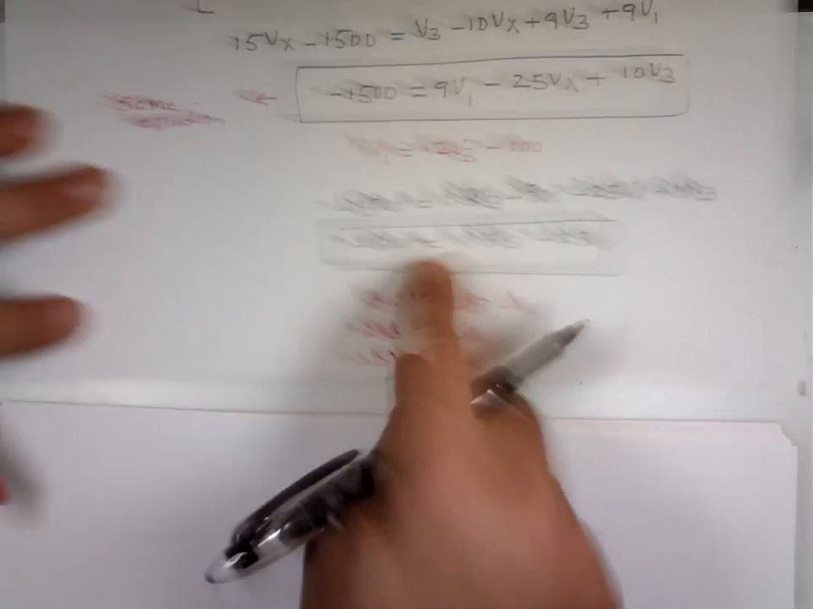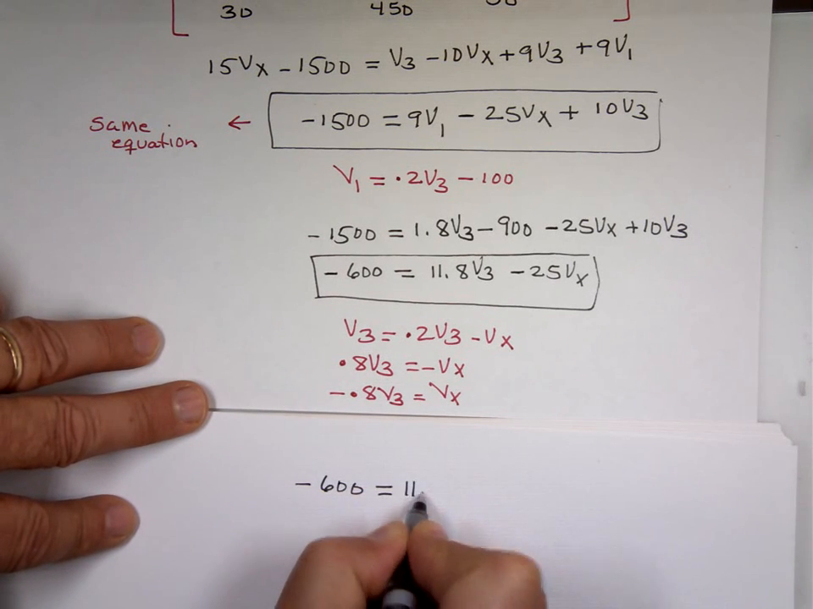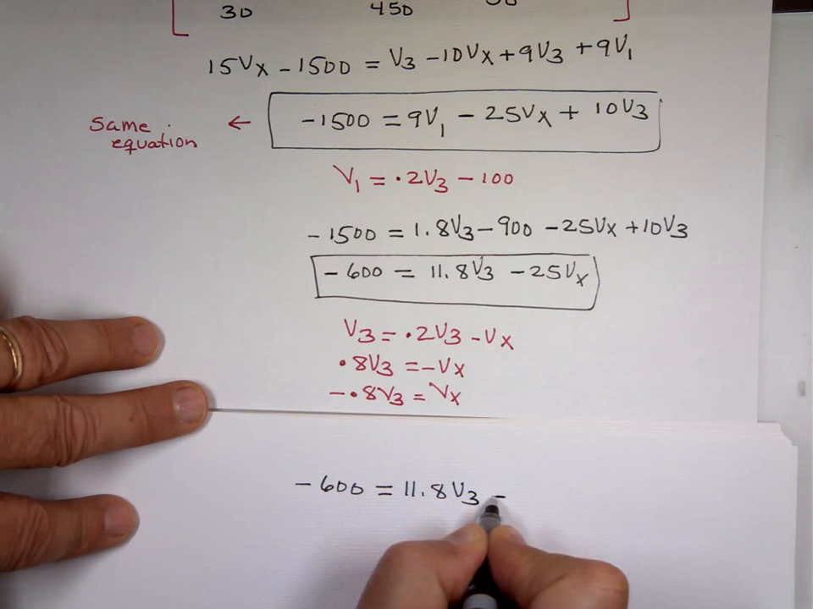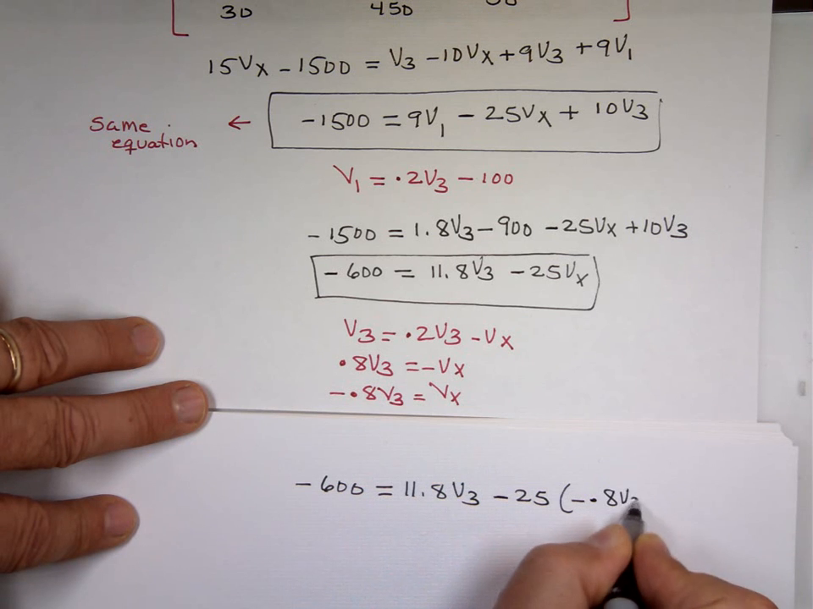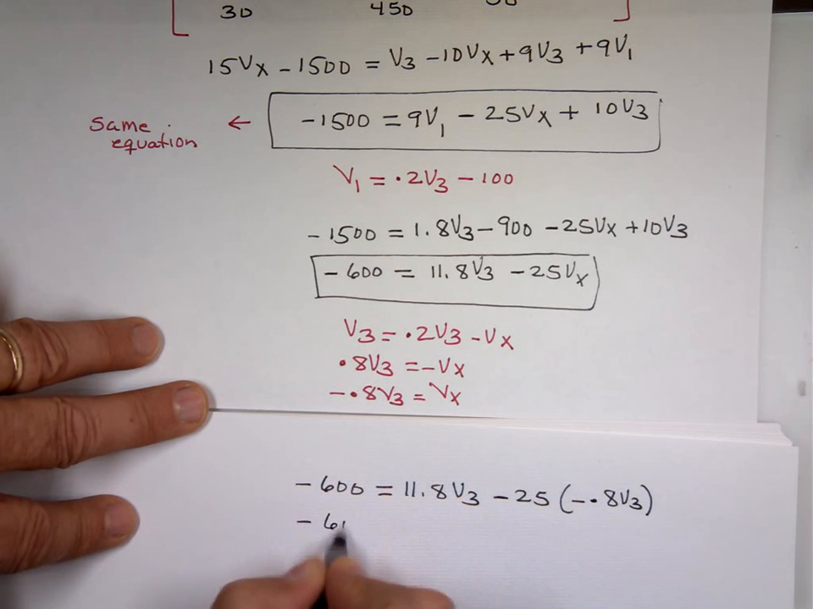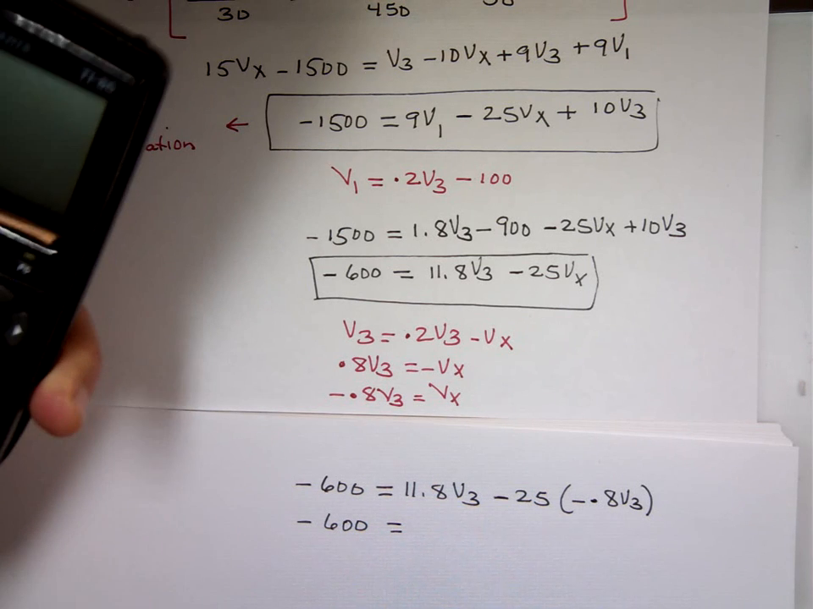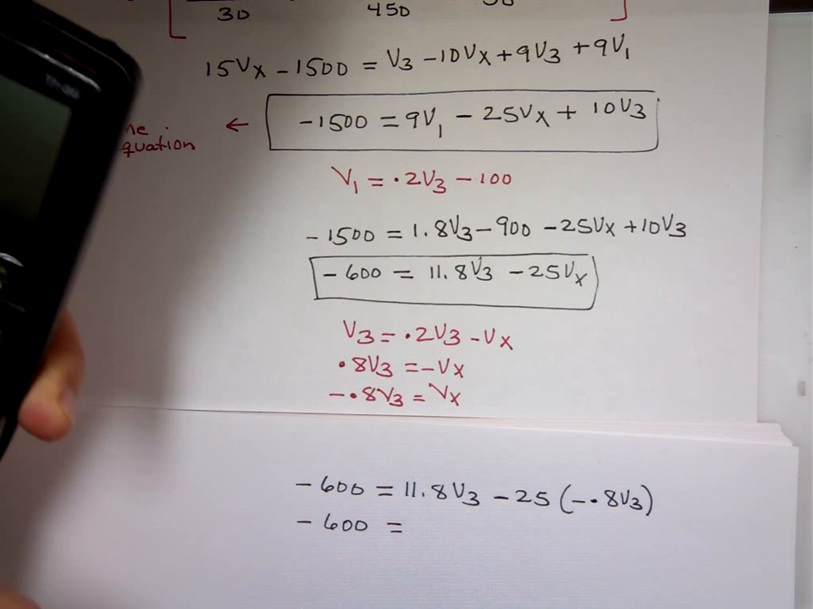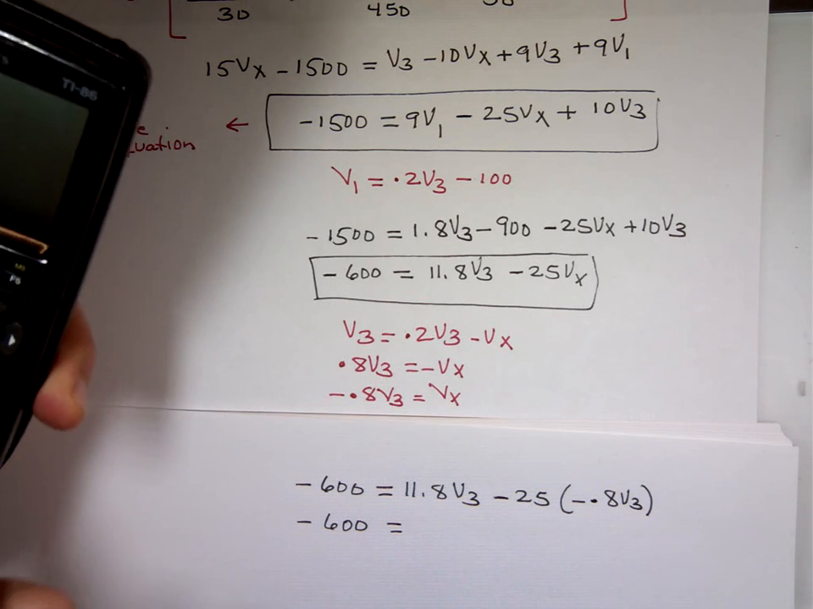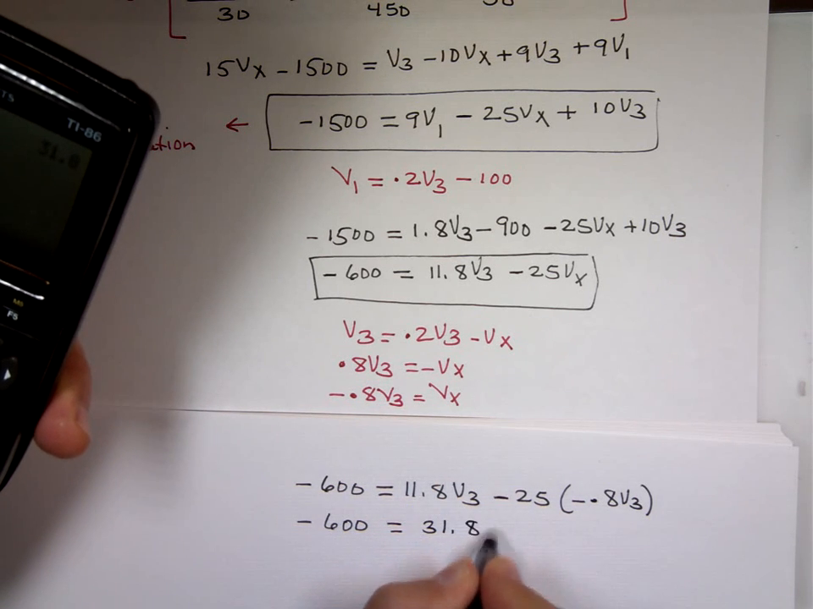So we do that, plug it into this equation now again. Negative 600 equals 11.8 V3 minus 25 times, in place of Vx, negative 0.8 V3. Turn it on. 11.8, plus, because negative times a negative will be a plus. And I got 31.8 V3. Can I get what V3 is?